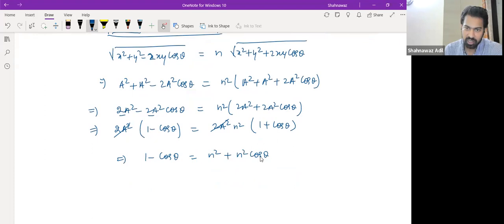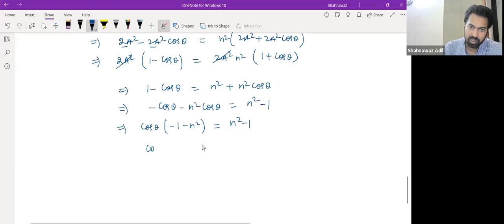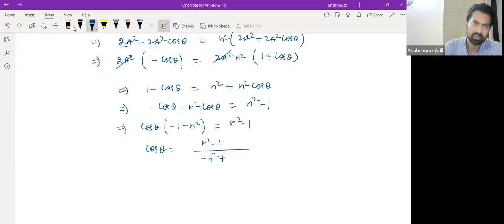So we can take n square cos theta to the left hand side. So this would be cos theta minus n square cos theta, and this is n square minus 1, which goes to the right hand side. So cos theta is common, and we have minus 1 minus n square, and this is n square minus 1. So cos theta is how much? n square minus 1 divided by minus n square minus 1.